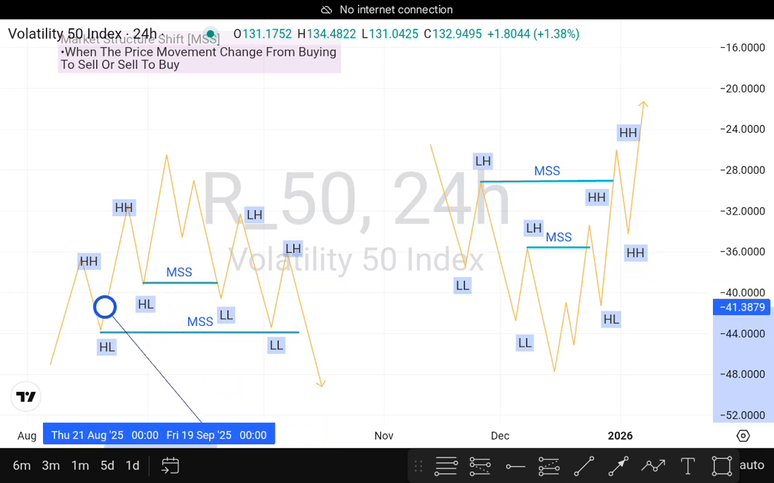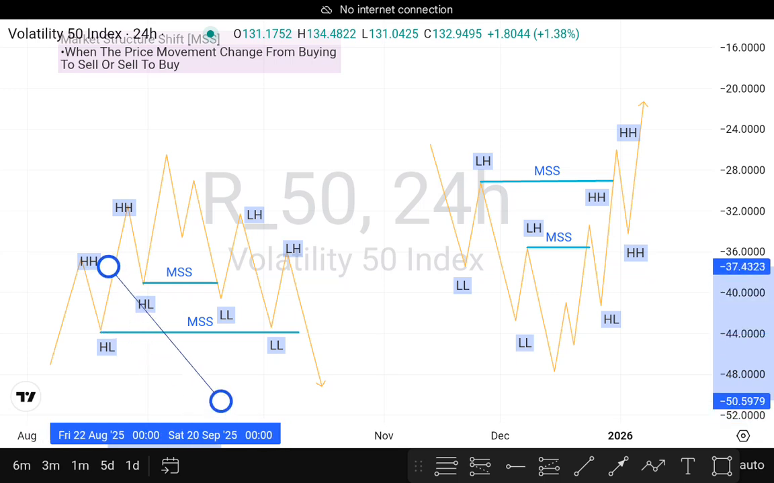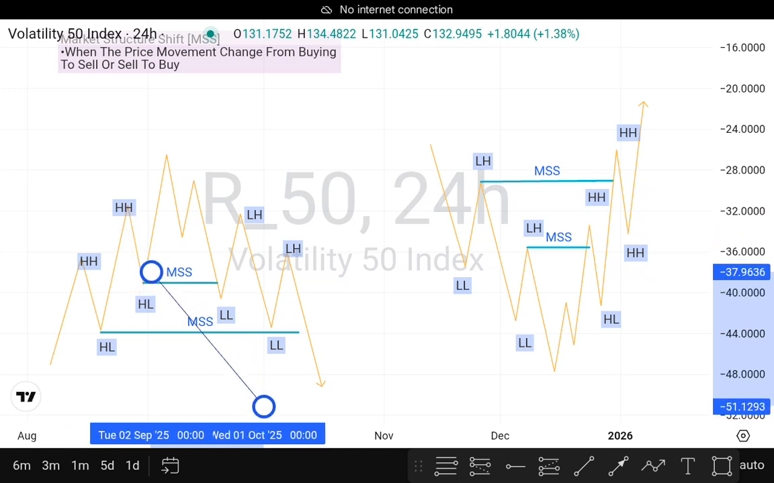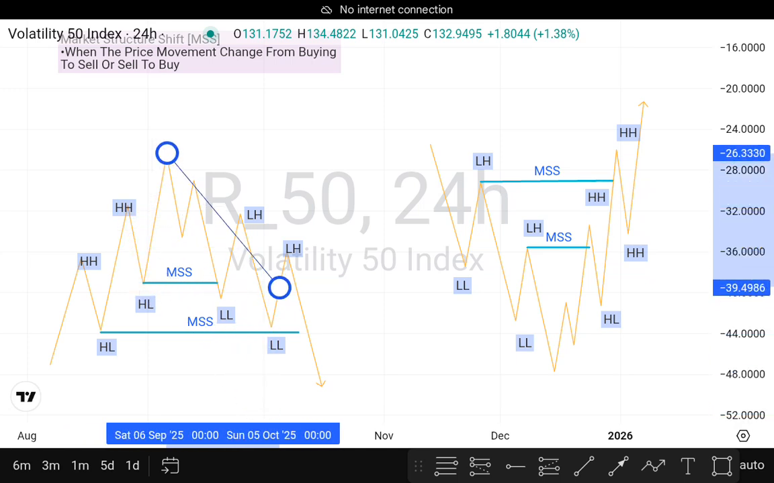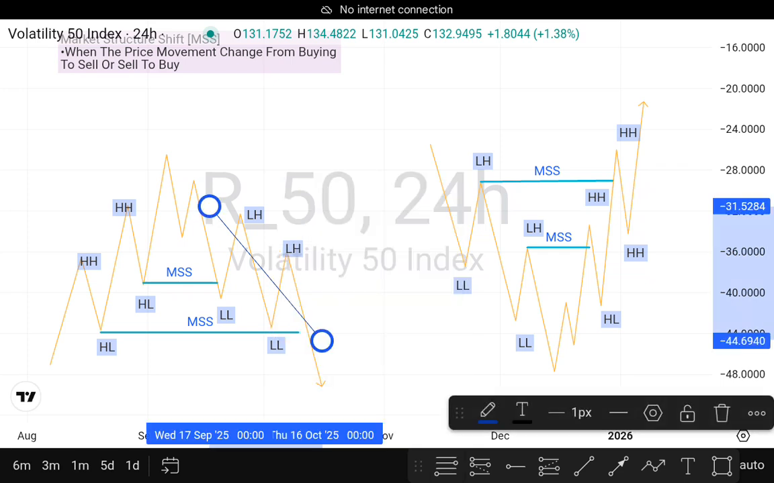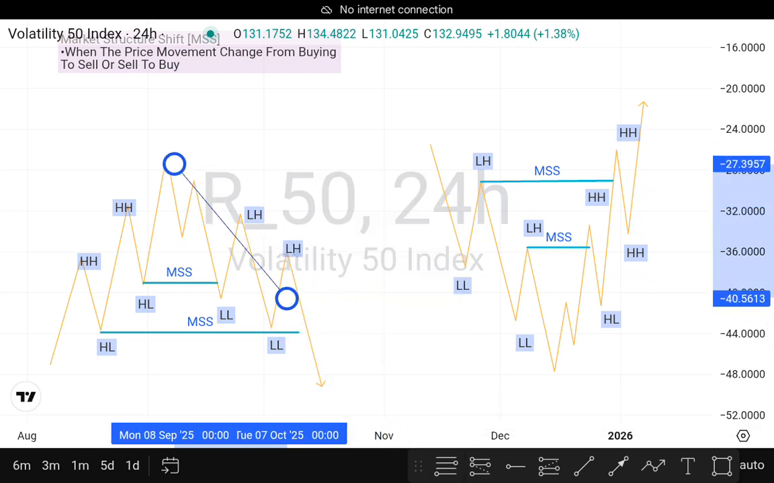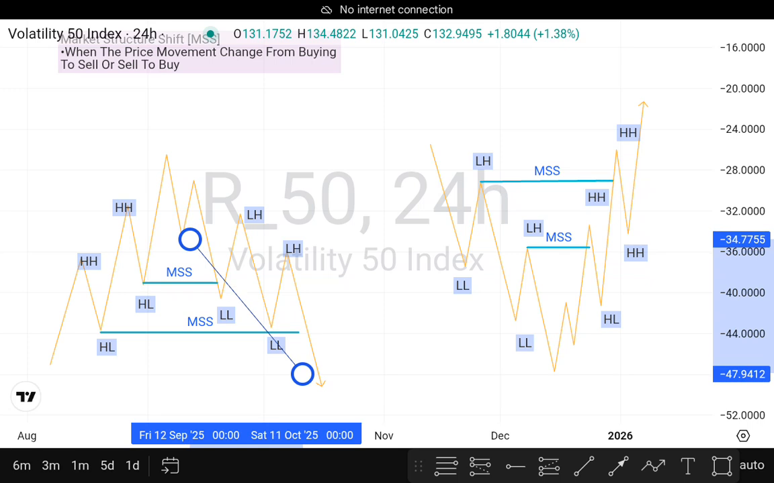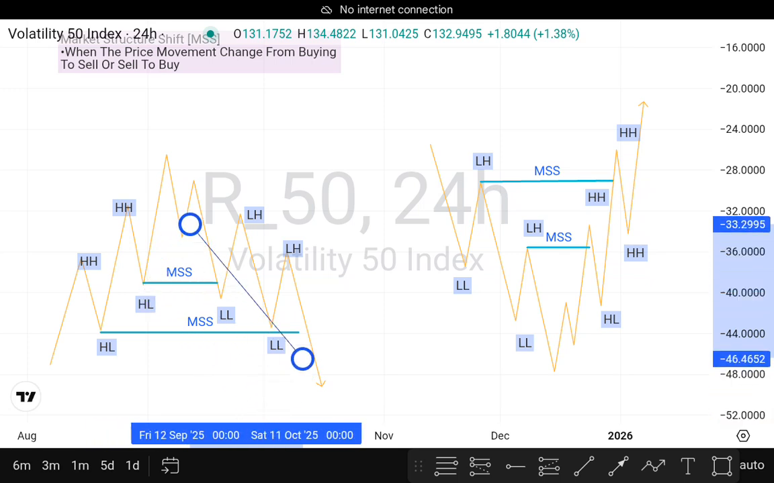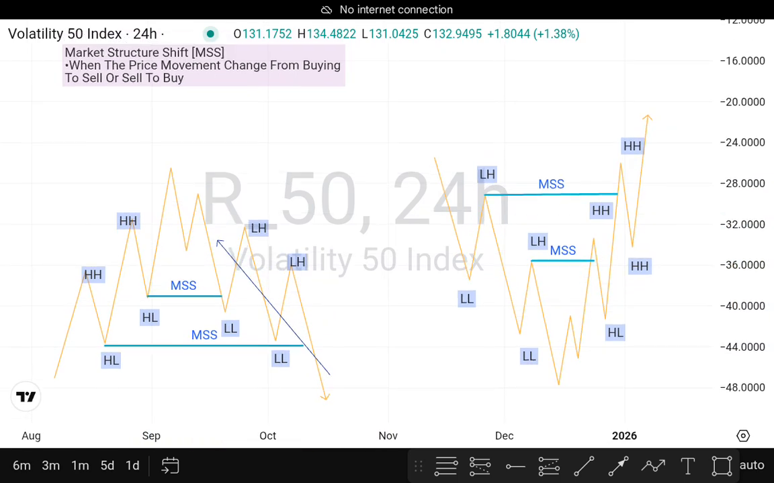As you can see here, the market created a higher high and then it created a higher low, and then created a higher high, and then a higher low was formed. A new higher high was formed, but this higher high failed to create a higher low, which would be higher than this previous higher low. Instead, it created a lower low.